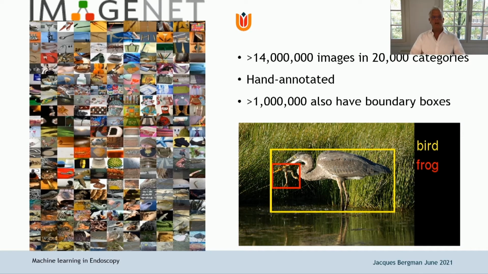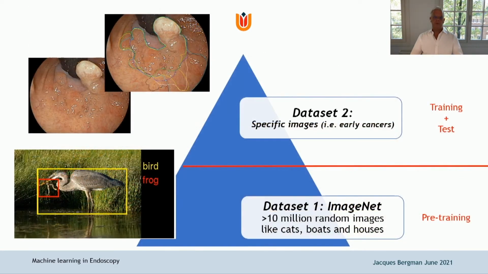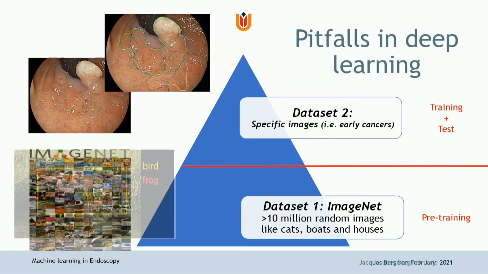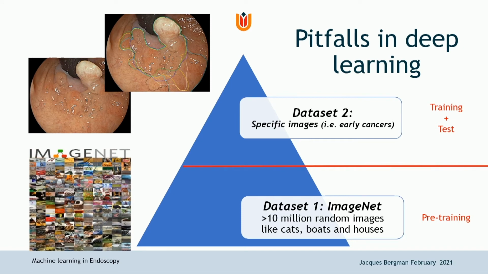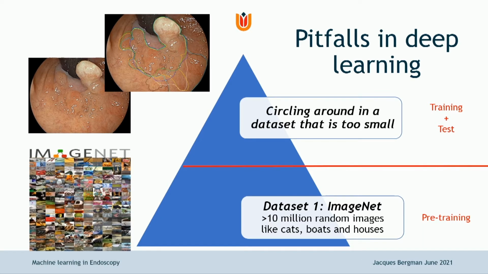So this uses the optimal setup to keep your precious data for specific training and do pre-training on largely publicly available data sets. Now, one of the dangers with this approach is that if you want to detect early neoplasia, you still need to feed the algorithm with enough information on early neoplasia, especially since the distinction between normal and neoplastic is sometimes so subtle. So circling around in a data set that is too small is one of the biggest mistakes for poor quality CAD algorithms in endoscopy.